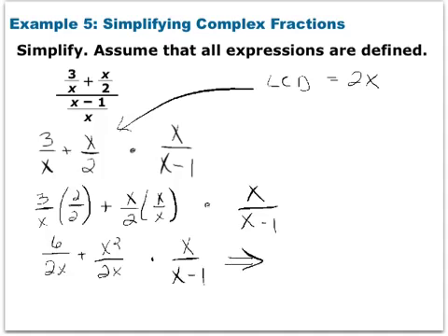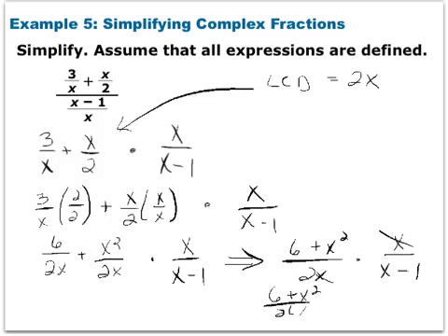Okay, I'm going to move this way a little bit. So I get 6 plus x squared over 2x times x over x minus 1. And here I can cancel this, and I'm left with 6 plus x squared over 2 times x minus 1. I think I left another page here. Yes, so my answer is x squared plus 6 over 2 times x minus 1.